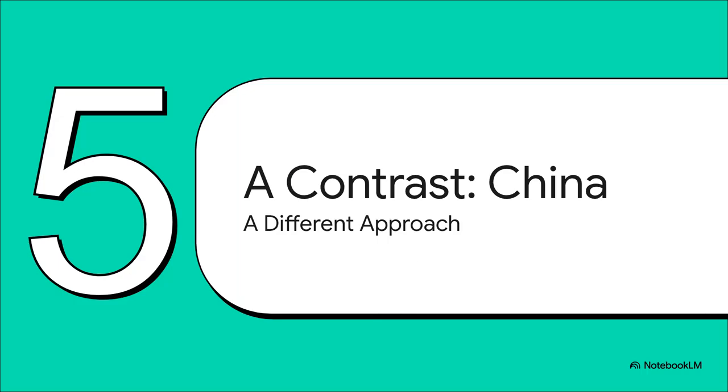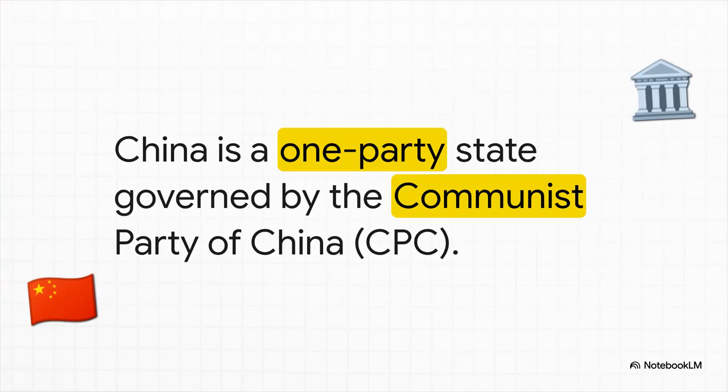Okay, so we've looked at two different democratic models. Now, for some real perspective, let's zoom out and look at a system that plays by a completely different set of rules altogether: China, and its fundamentally different approach to power. Right. The first thing you absolutely have to understand is that China is a one-party state. All political power, and I mean all of it, is held by the Communist Party of China, the CPC.